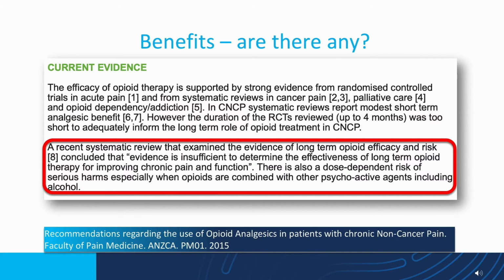So let's have a look. This was a recent systematic review. It concluded, and I'll just go through this, that evidence is insufficient to determine the effectiveness of long-term opioid therapy for improving chronic pain and function. It's not just about pain control, it's about functional restoration, and the evidence is just not there. But there is a dose-dependent risk, so the more you give, the more likely harm is to occur. And that's with psychoactive agents, particularly when they're combined with other medications like alcohol and sedatives.